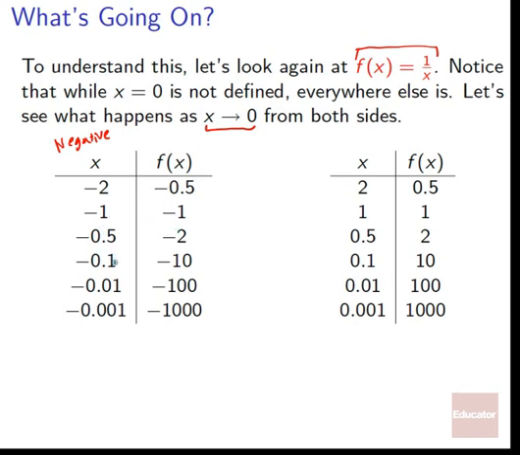But as x becomes very, very small, we see f of x become very, very large, right? Negative 0.5 gets us negative 2. Negative 0.1 gets us negative 10. Negative 0.01 gets us negative 100. Negative 0.001 gets us negative 1,000, right?